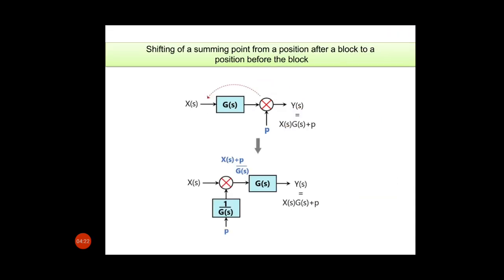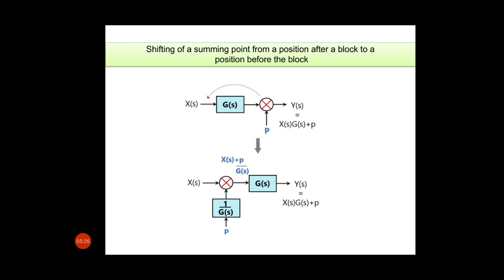Now come to the next rule. Now here we want to move the summing point from a position after a block to a position before the block, which is indicated by the arrow. So same here, we add a block in the moving path and keep the block gain as the reverse of the actual gain. So let's see the output of our original diagram. The output is xg, because here the input is x and this x is multiplied with the gain block, giving xg, and the summing point signal is p, so this p is added with this xg, so the output is xg plus p.